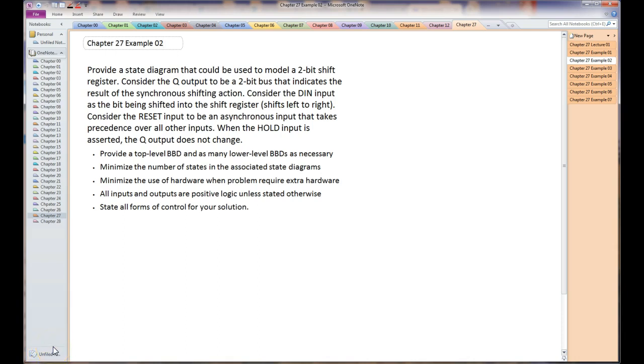This is chapter 27, example 2. This is a different type of example than the previous example. This is a state machine that models a shift register. So it models a 2-bit shift register.